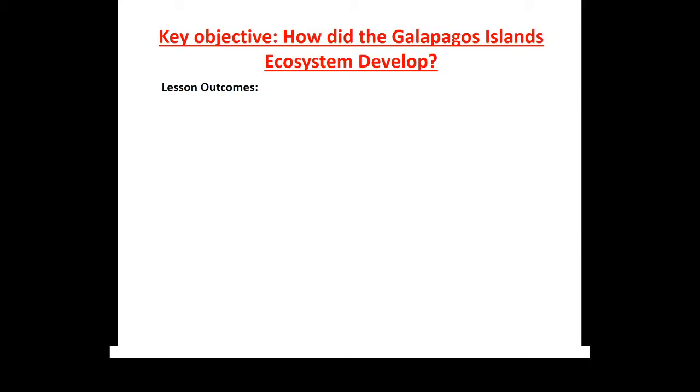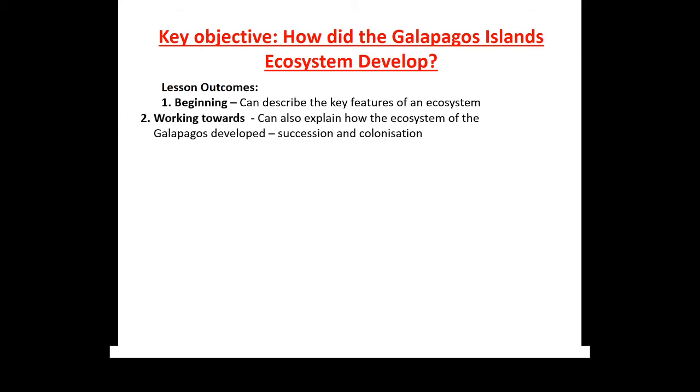Okay, welcome back. What we're going to do today then is develop those first inklings of understanding that you might have to think about how the Galapagos Islands ecosystems developed. We're going to describe some key features of an ecosystem. Hopefully you've done some of this maybe in science before, or maybe you've done it at Key Stage 2 a long time ago. So we're going to understand what an ecosystem is and some of those key features.